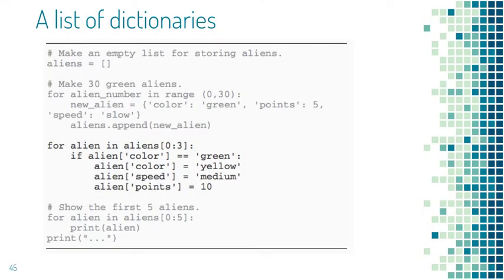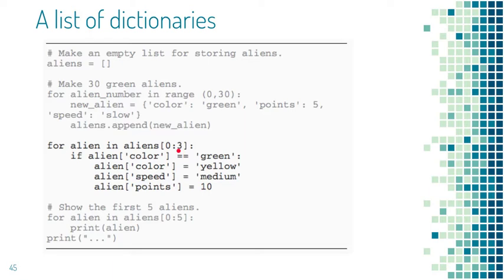How might you work with a set of aliens like this? Imagine that one aspect of a game has some aliens changing color and moving faster as the game progresses. When it's time to change colors, we can use a for loop and an if statement to change the color of aliens. For example, to change the first 3 aliens to yellow, medium speed aliens worth 10 points each, we could do this. Because we want to modify the first 3 aliens, we loop through a slice that includes only the first 3 aliens.